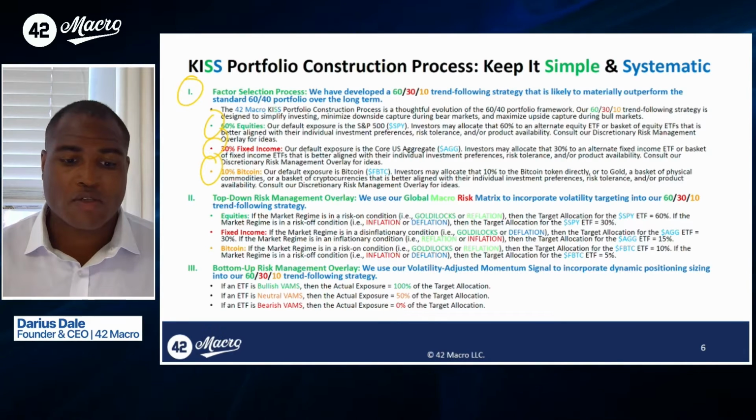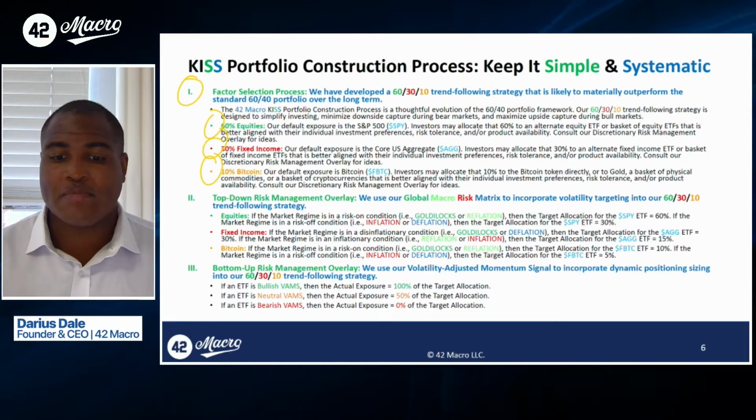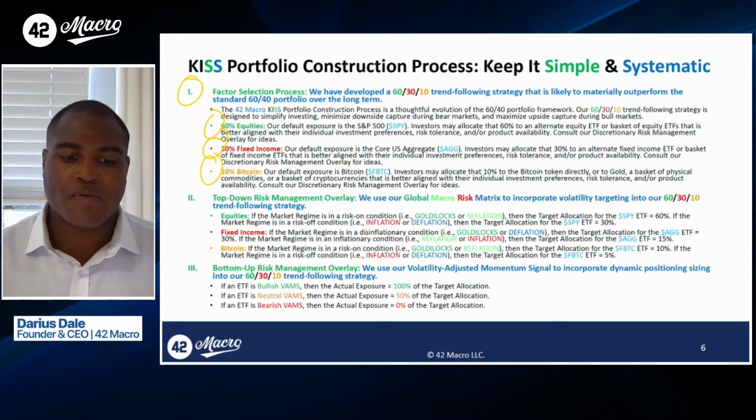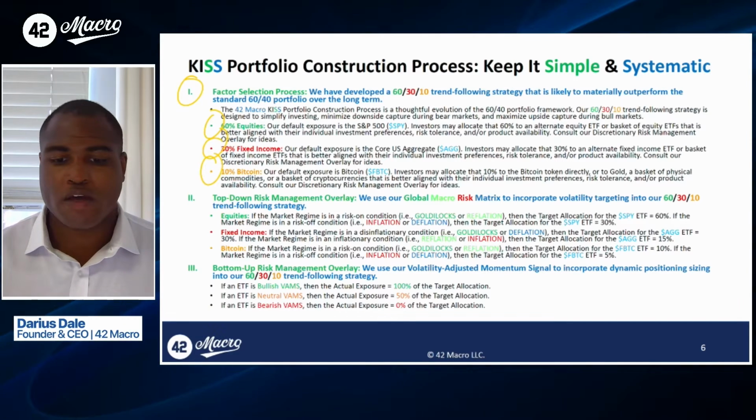And then lastly, Bitcoin. Our default exposure is Bitcoin FBTC. Investors may allocate that 10% to the Bitcoin token directly, or to gold, or to a basket of physical commodities, or a basket of cryptocurrencies that is better aligned with their individual investment preferences, risk tolerance, and or product availability. Consult our discretionary risk management overlay for ideas.